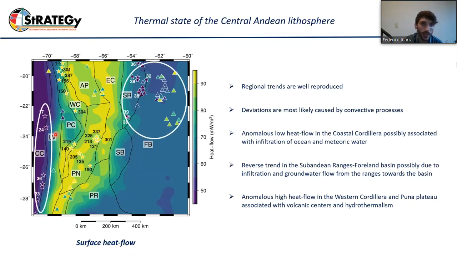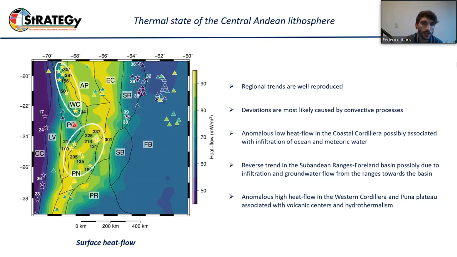For example, in the coastal cordillera and the foreland, the misfits could be related to the infiltration of meteoric water in the high elevations and groundwater flow towards depressions. And in the western cordillera and the southern Puna, the anomalously high heat flow values are actually reported for regions with hydrothermal systems and brines.